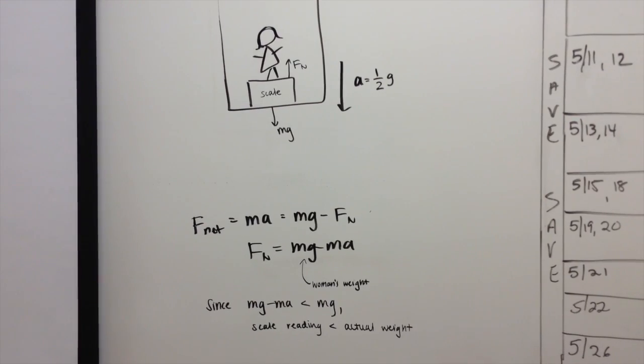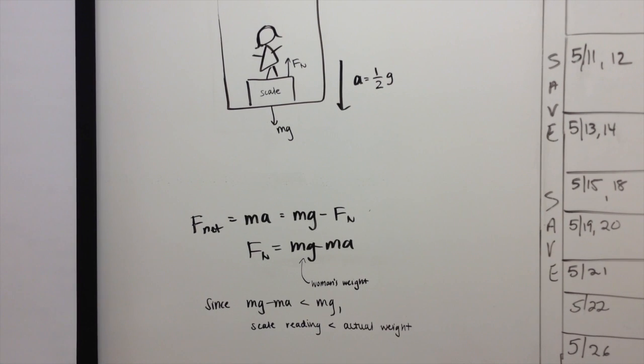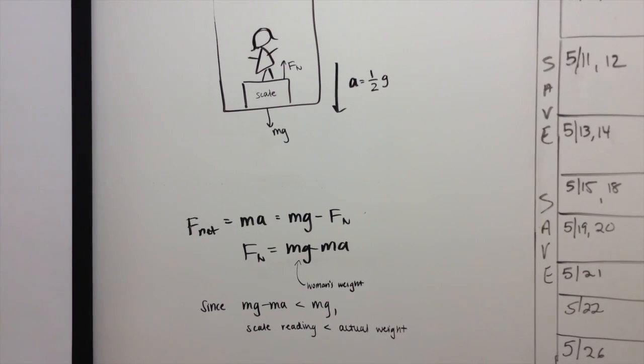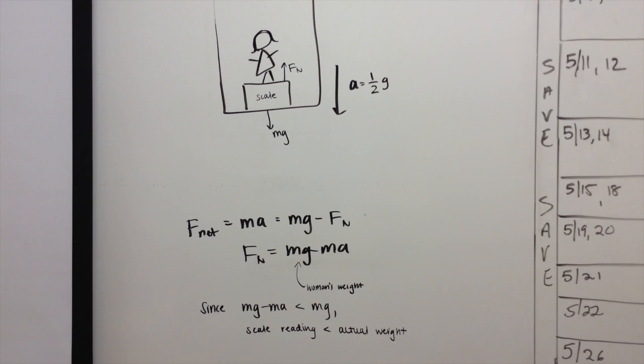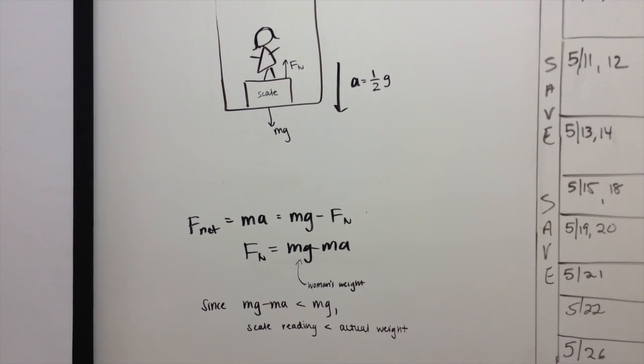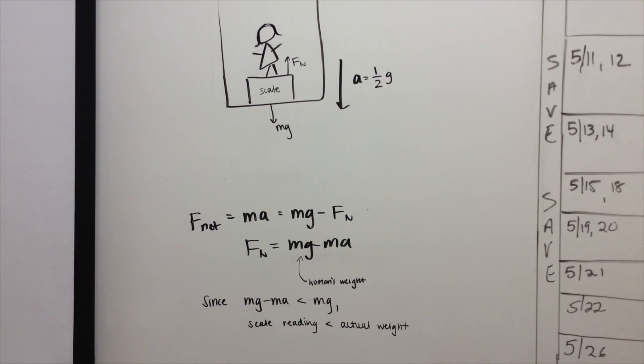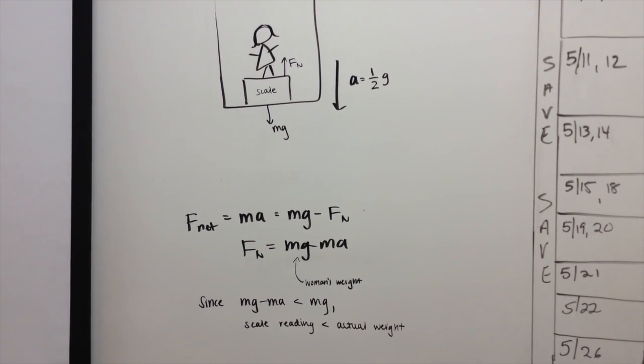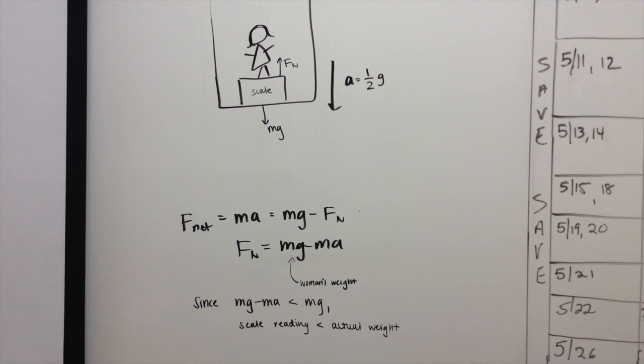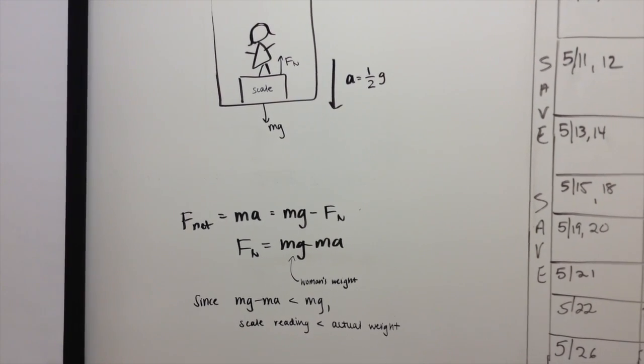Well, I thought that the scale would read more than the woman's actual weight because I thought that the downward acceleration of the elevator would be added to the acceleration of gravity, making the woman heavier on the scale than she actually is. You first have to understand that the scale's reading is based on the normal force of the scale. Since F net, all the forces applied, equals mg minus Fn equals ma, the Fn would equal mg minus ma, whereas her actual weight is only mg. Since mg minus ma is less than mg in all cases, the reading of the scale is less than her actual weight.